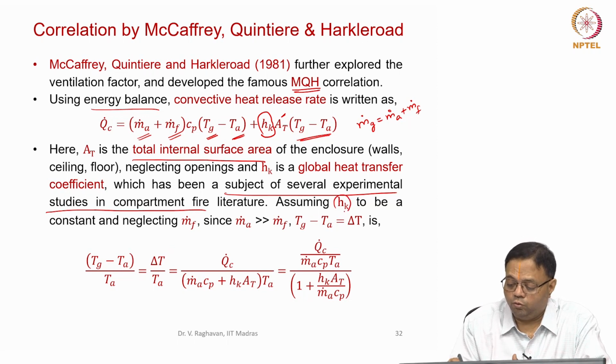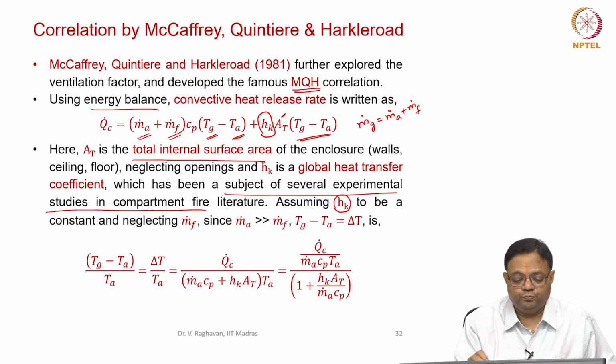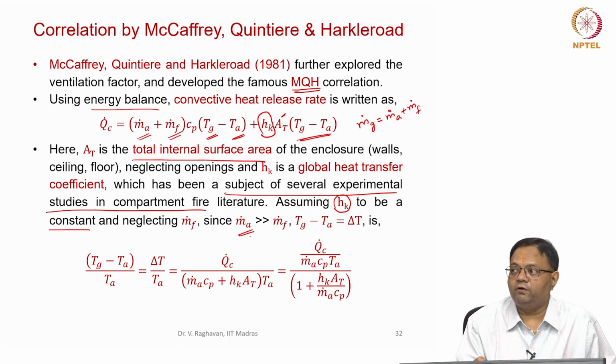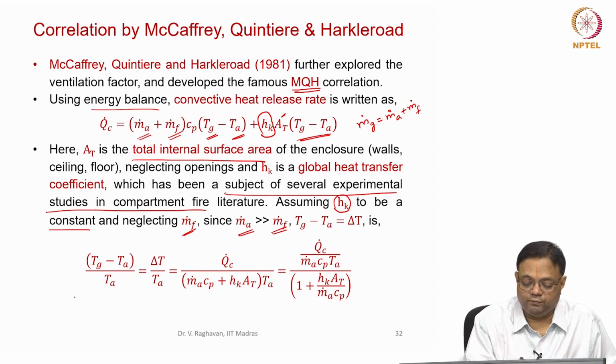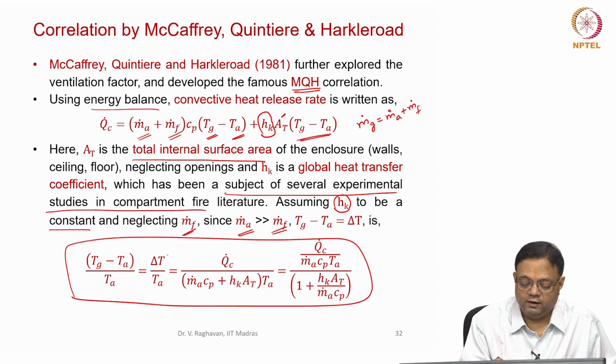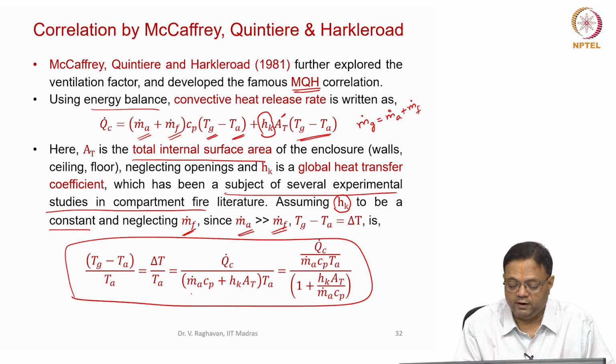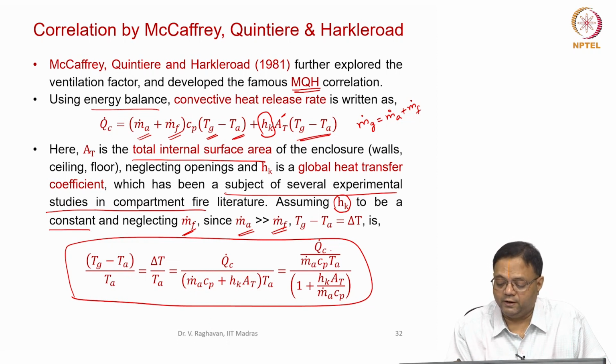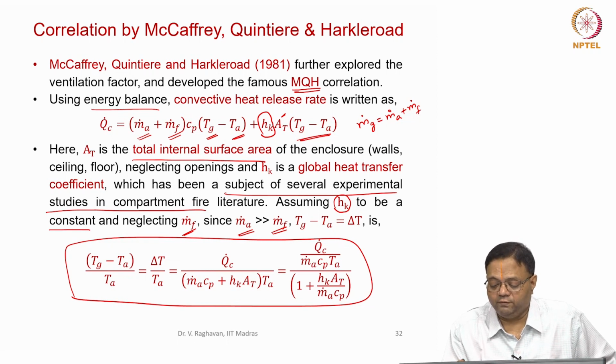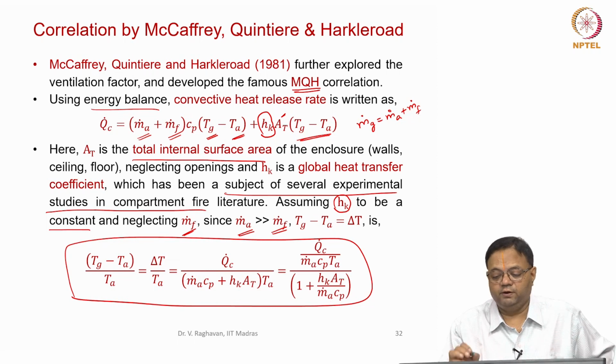But now, to simplify, Hk is taken as constant, and also noting that mass flow rate of air is much larger than the mass flow rate of the fuel, we can neglect m dot f. Once I do that, I get an expression for delta T, which is Tg minus Ta divided by Ta, as Q dot C divided by m dot A Cp plus Hk At into Ta, which can be written this way: Q dot C by m dot A Cp Ta divided by 1 plus Hk At by m dot A Cp.